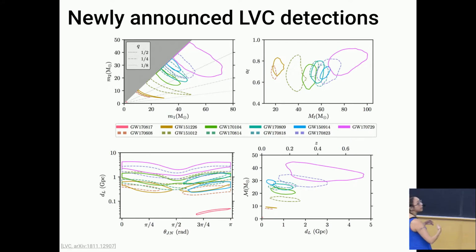So advanced LIGO so far. What you're seeing here are figures for what they think the properties of the events are. These are the 10 binary black hole mergers and the 1 binary neutron star merger. The top left shows the contours for the initial masses. Previously, 150914 is the dark blue solid line, and now you see this monster up here, the big purple thing, with even more massive initial masses. That's 170729. So this is a new one.